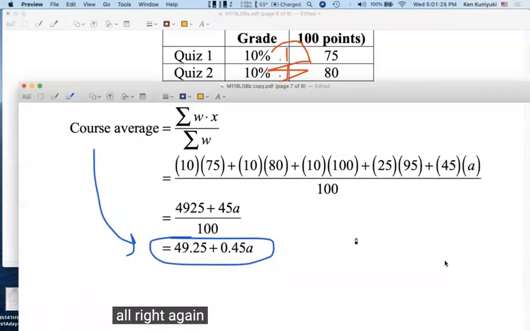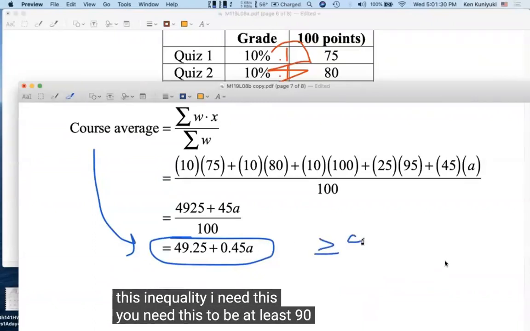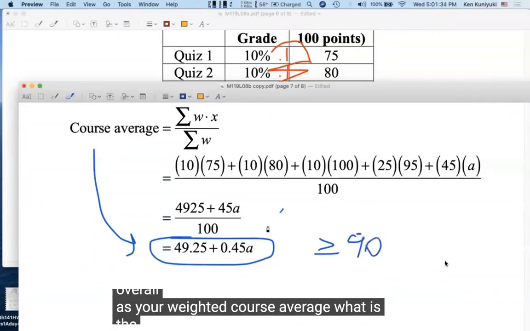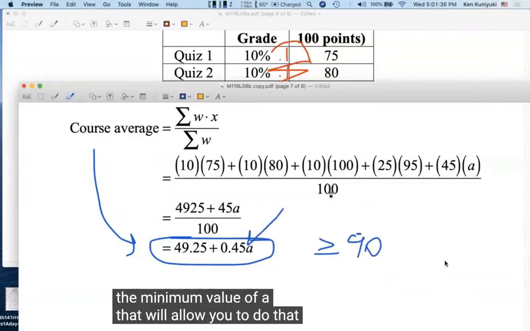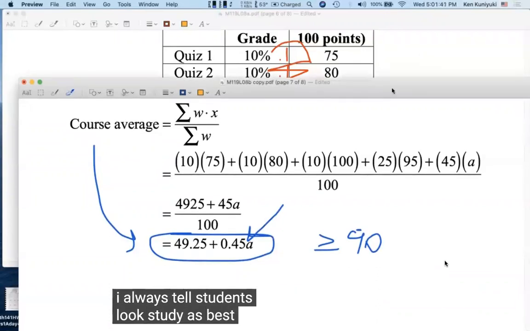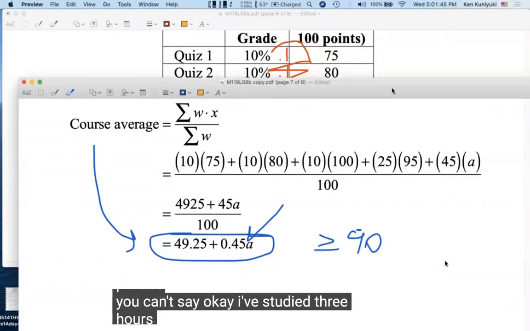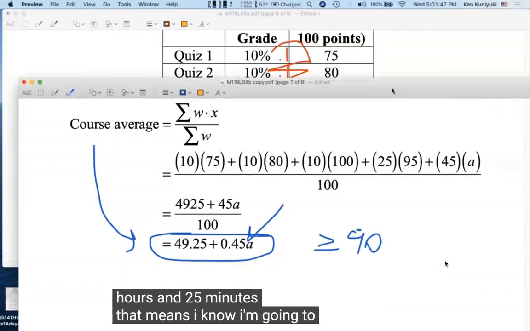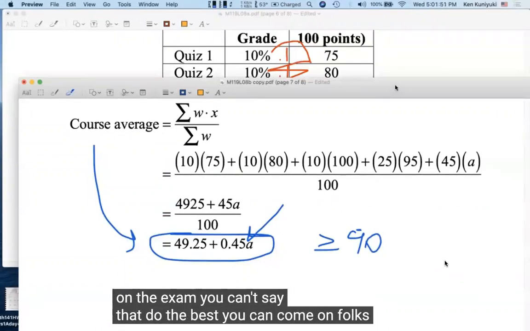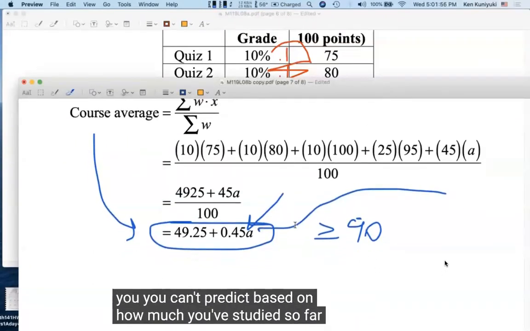All right, again, we're going to solve this inequality. I need this, you need this, to be at least 90 points overall as your weighted course average. What is the minimum value of A that will allow you to do that? Although I always tell students, look, study as best you can. You can't predict. You can't say, okay, I've studied 3 hours and 25 minutes. That means I know I'm going to get a 93 on the exam. You can't say that. Do the best you can. Come on, folks. You can't predict based on how much you've studied so far.